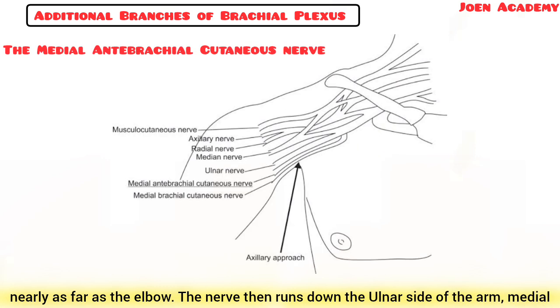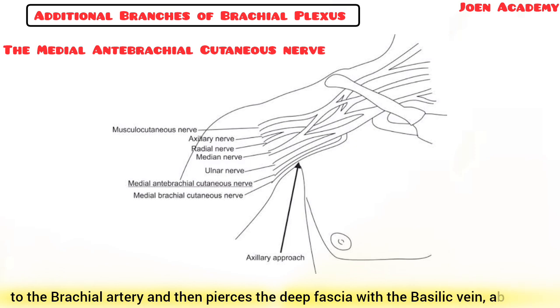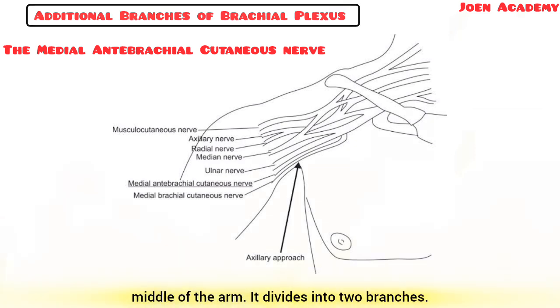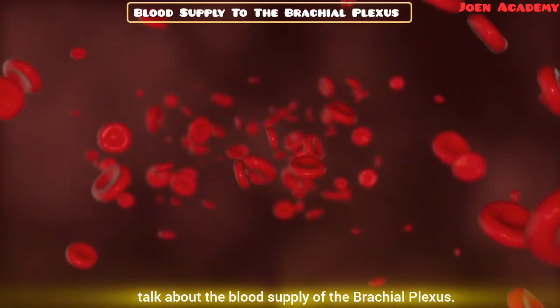The nerve then runs down the ulnar side of the arm, medial to the brachial artery, and then pierces the deep fascia with the basilic vein about the middle of the arm. It divides into two branches. Let's talk about the blood supply of the brachial plexus.